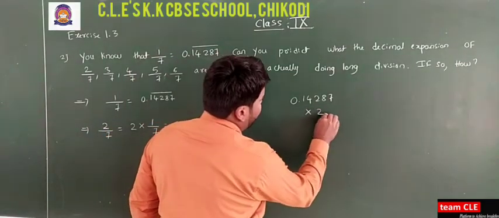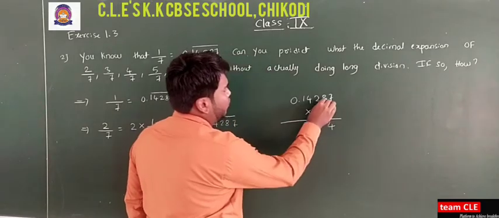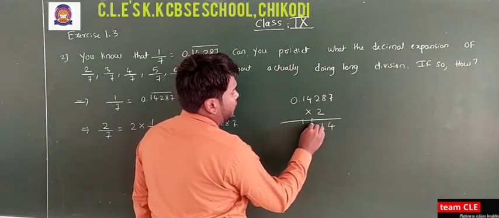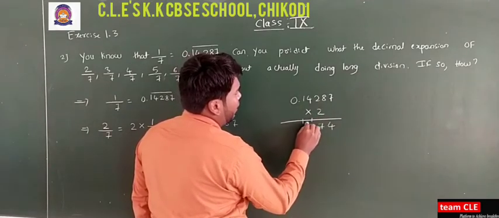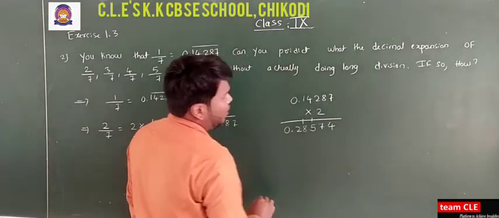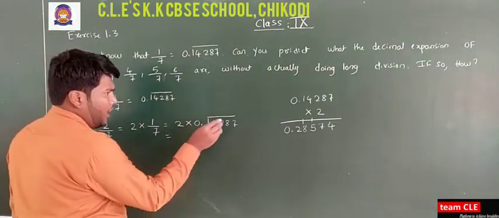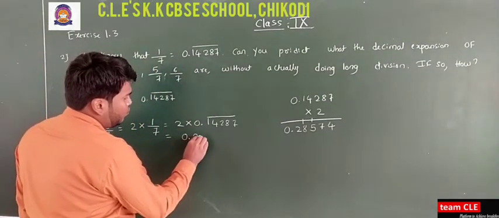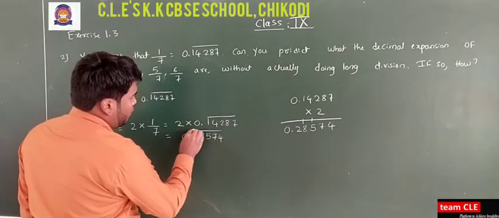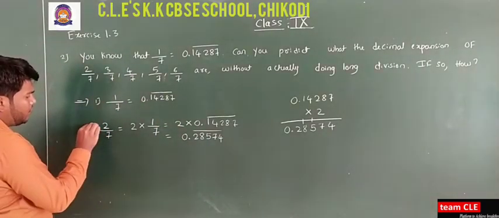So multiplying by 2: 2 sevens are 14, 1 carry, 2 eights are 16, 17, 1 carry, 2 twos are 4, 4 plus 1 is 5, 2 fours are 8, 2 ones are 2, and 2 into 0 is 0. You get 0.285714 with the bar. Okay, so this is the second part.